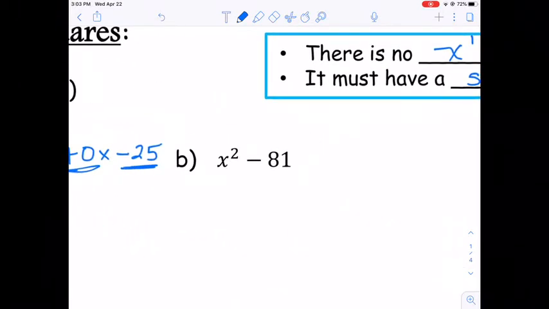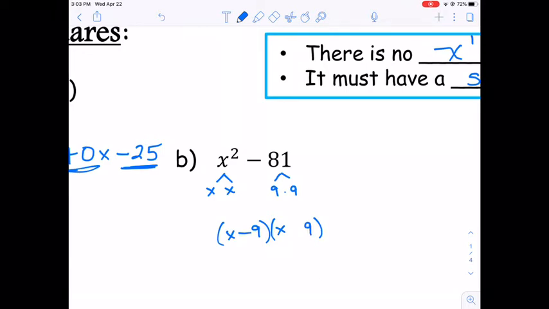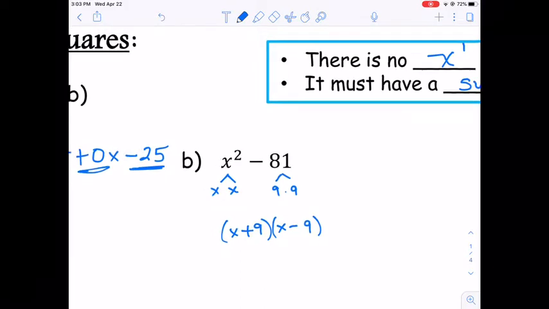The second one is x squared minus 81. X squared is x times x. 81 is 9 times 9. So I'm going to have x for the first term in the parentheses, 9 in the last term of the parentheses, 1 adding and 1 subtracting. The positive 9 and the negative 9 will add up to 0 to give us a 0 term in the middle with the x to the first.